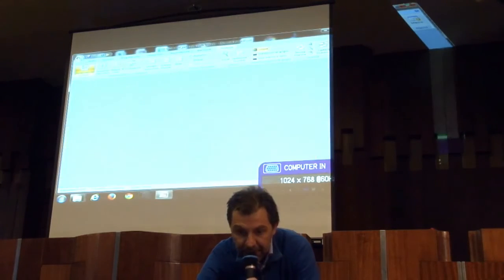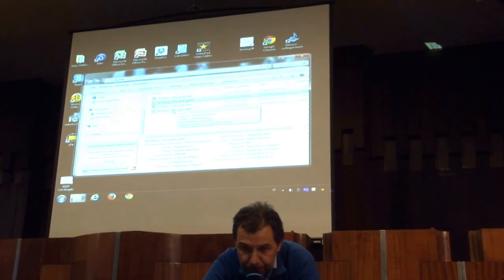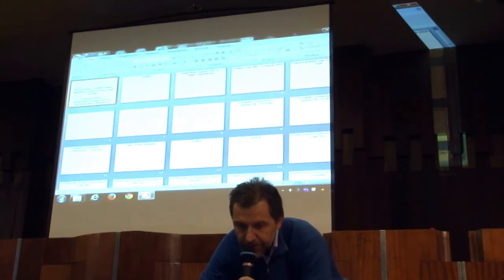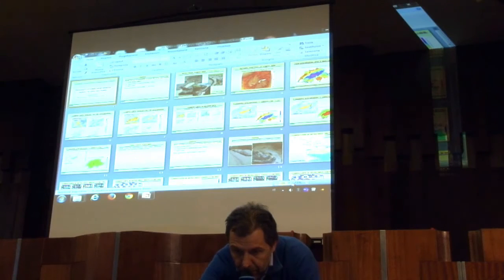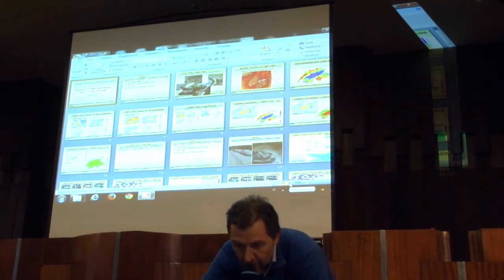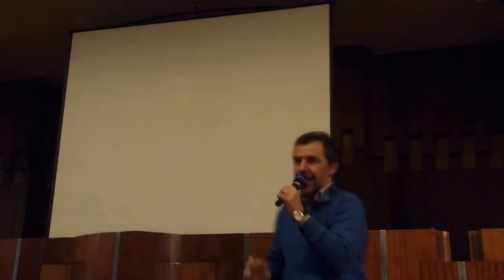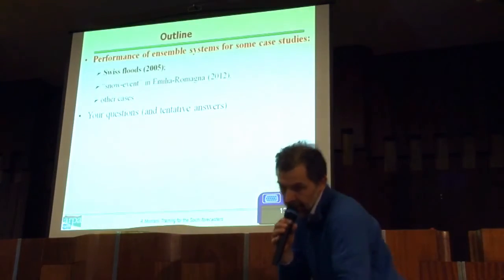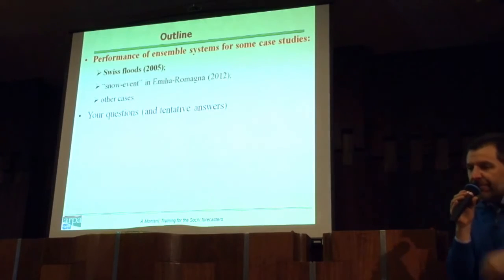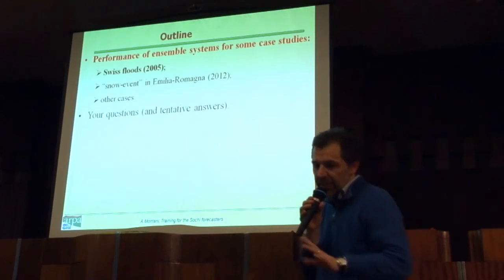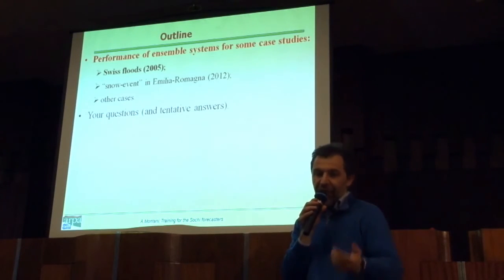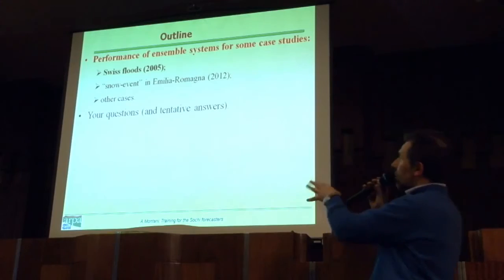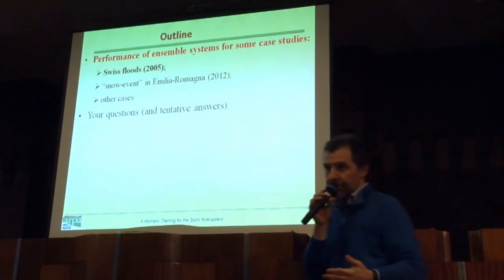And we move now to, I hope, something more exciting, maybe, which is basically a part of the talk in which we try to assess the performance of the system for a number of case studies. So we look at a Swiss flood in 2005, with a lot of information provided by Andrea Valser from Meteo Suisse for this case. We look at the snow event and other cases, if we have time, and at the question which arrived here and some tentative answers.